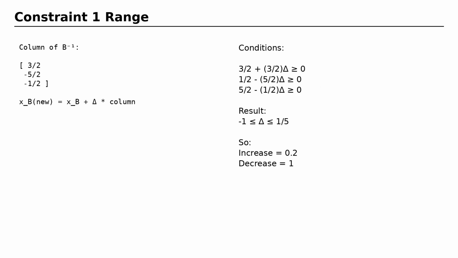For constraint 1, we use the first column of b inverse. We update the basic variables and require all of them to stay non-negative. Solving the inequalities gives -1 less than or equal to delta less than or equal to 0.2. So the allowable decrease is 1, and the allowable increase is 0.2.